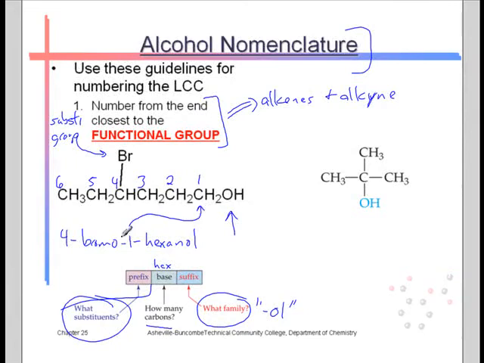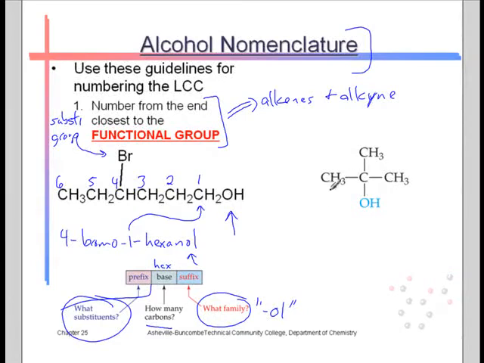And so the 1 in front of the parent name is telling us, again, where on that molecule the OH group is, because really that OH group could have been at any position along the longest carbon chain, and this number would have changed accordingly.